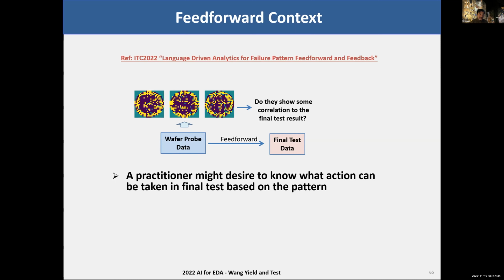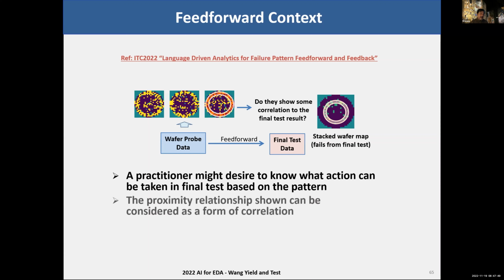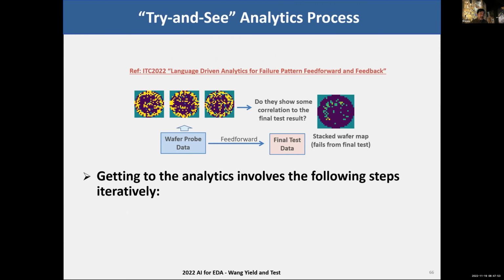What we can do is to make a stacked wafer map based on those 3 wafers. Then we can see that the stacked wafer map that failed on the final test seems to come from an inner ring, while the wafer probe one is from an outer ring, right? And this proximity relation can be considered as a form of correlation.